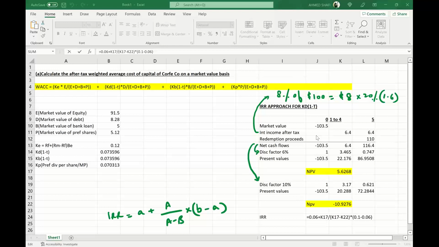Yes, in interest after taxes, you get 8% interest of par value 100. So 8 is your interest income, but after 20% tax paying, it becomes 6.4. Yes, you can take that and get the same answer.